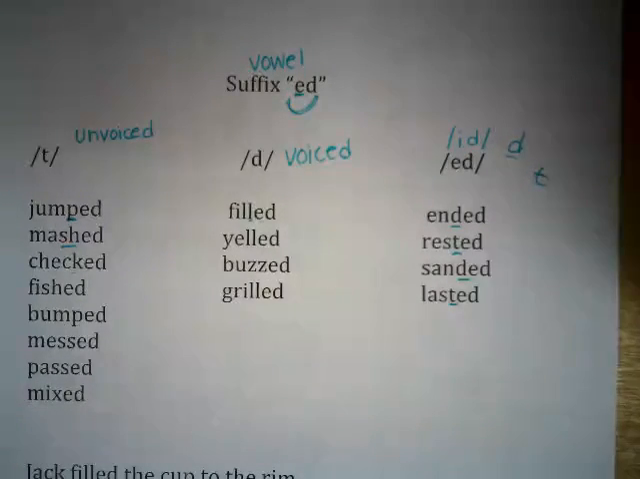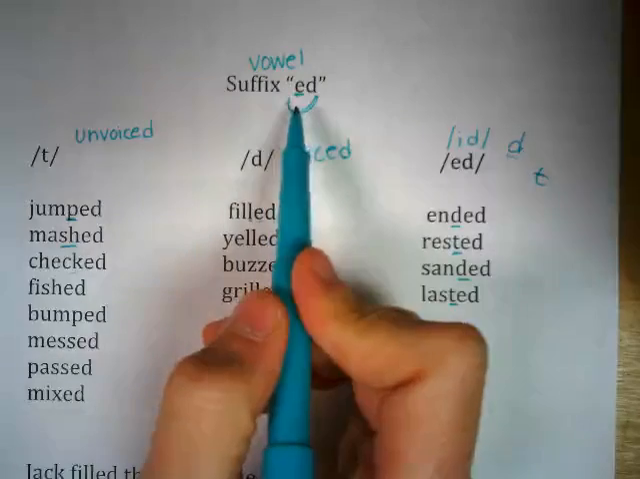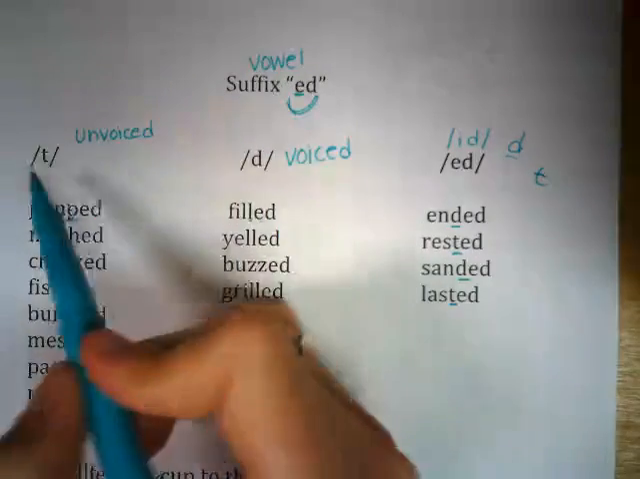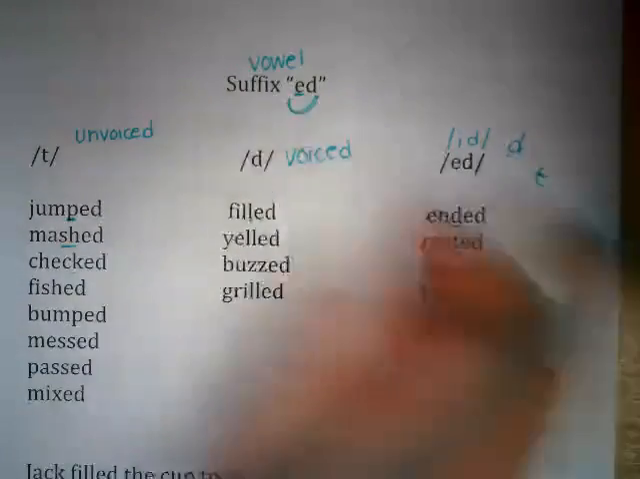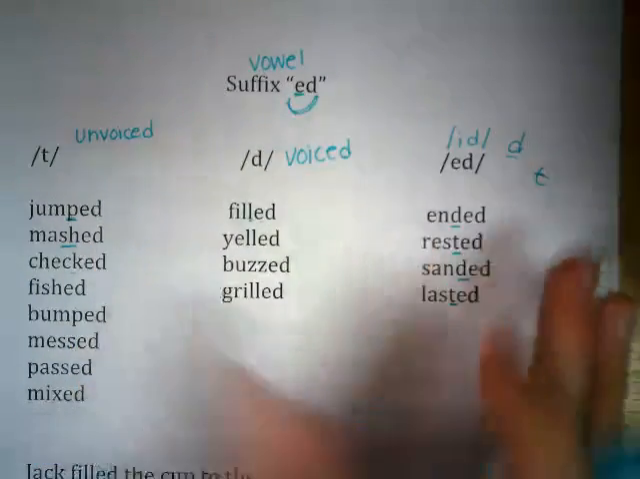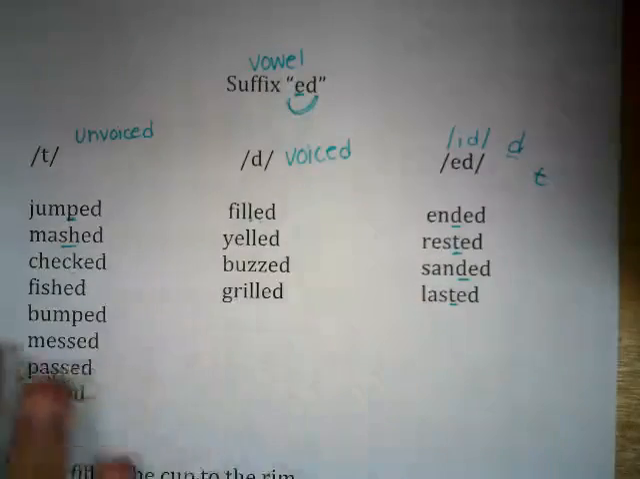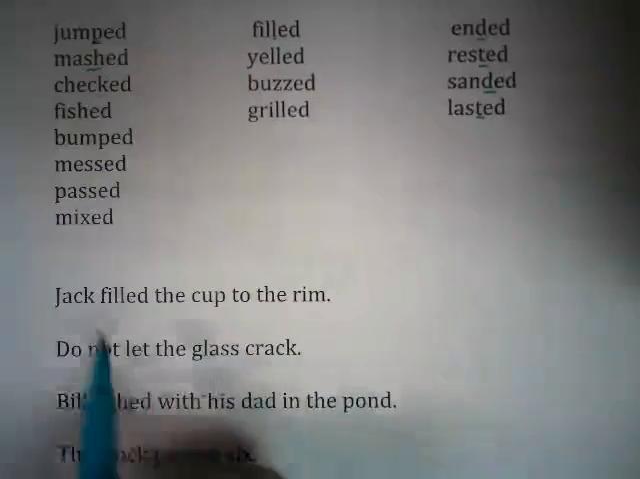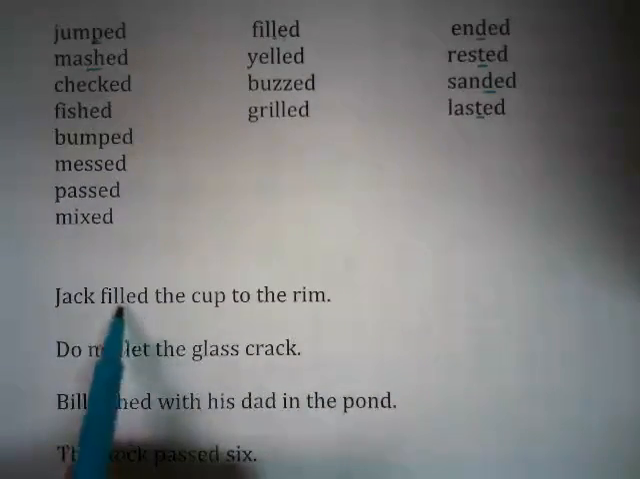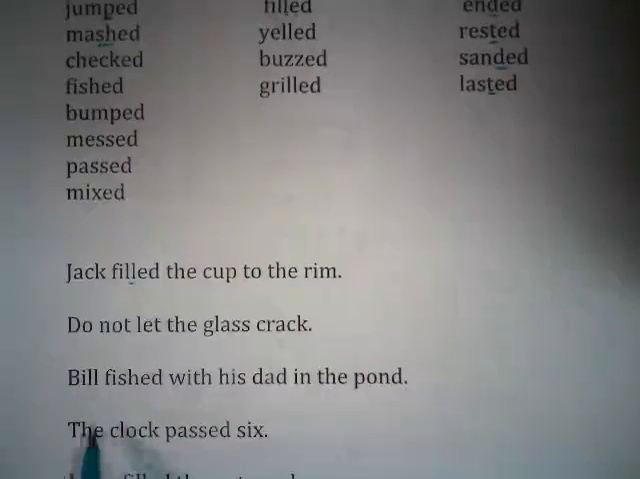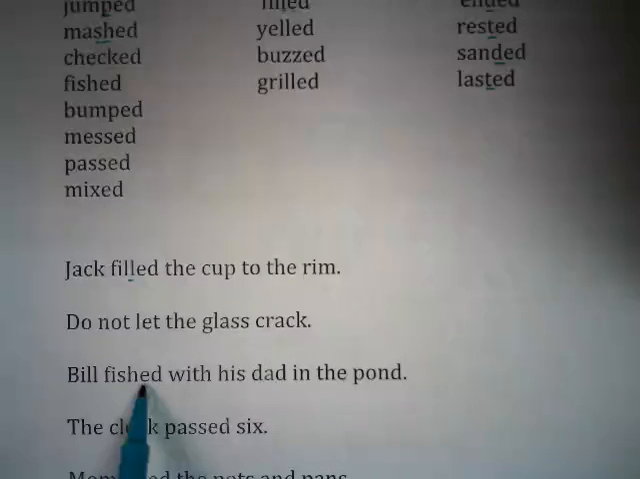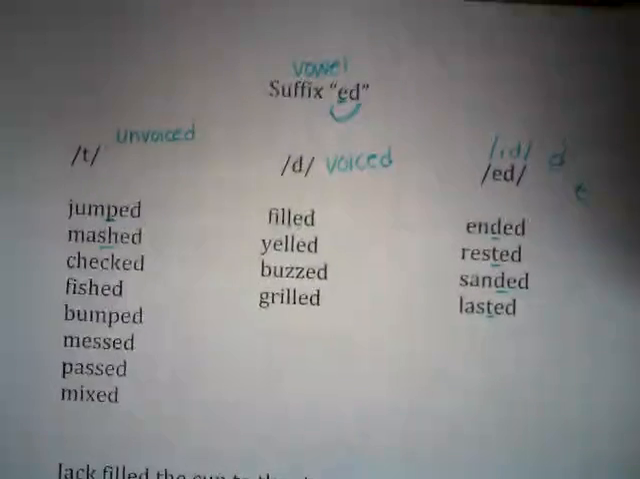So again, we are learning about the vowel suffix ed, and it says t, d, or ed, and it means past tense. It's making things happen in the past. So as students are reading it, Jack filled, because it's voiced, the cup to the rim. Bill fished, it's unvoiced, so we're going to say it differently, with his dad at the pond. So those are just some helpful things.